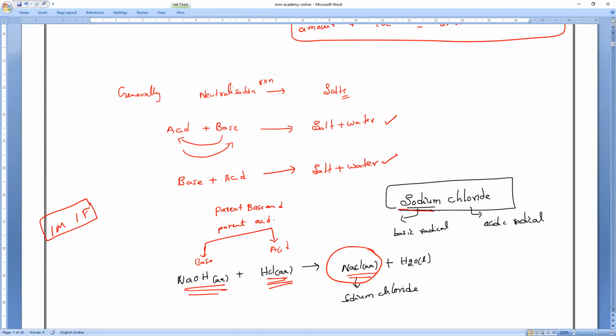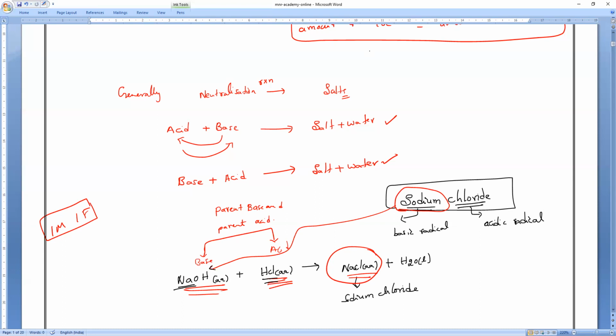Now, what is the first part of the name of the salt, everybody? The basic radical, sodium. So sodium is coming from where, guys? Either from acid or base. Sodium is present in the base. Next, the second part of the name is derived from where? From the acid. That is why I said take the equation base plus acid gives you salt plus water.